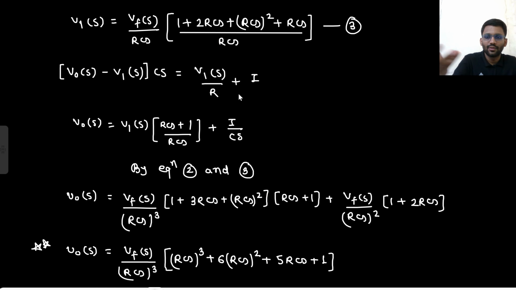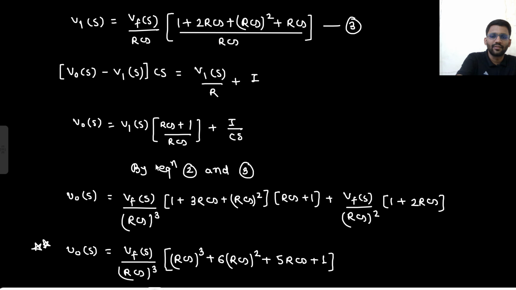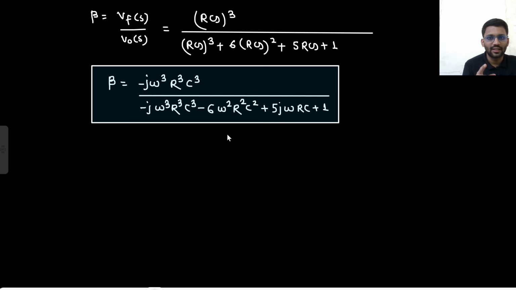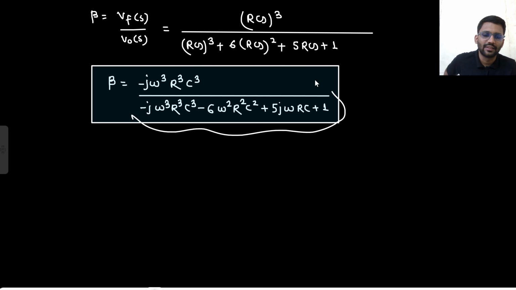So from there you get to know these values, then you get the V0 value, then you put the V0 value and V1 value from equations 2 and 3, because in equation 2 you have the I value and in equation 3 you have the V1 value. So that value you put here, then you get V0 equals VFS by (RCS)^3 in bracket, (RCS)^3 plus 6(RCS)^2 plus 5 RCS plus 1. This is what you get. So your VFS by V0S, which equals beta, is something like that. So basically your beta is this value.